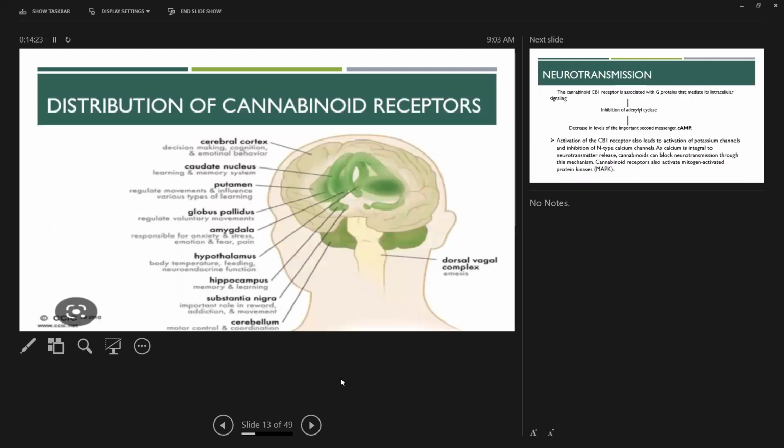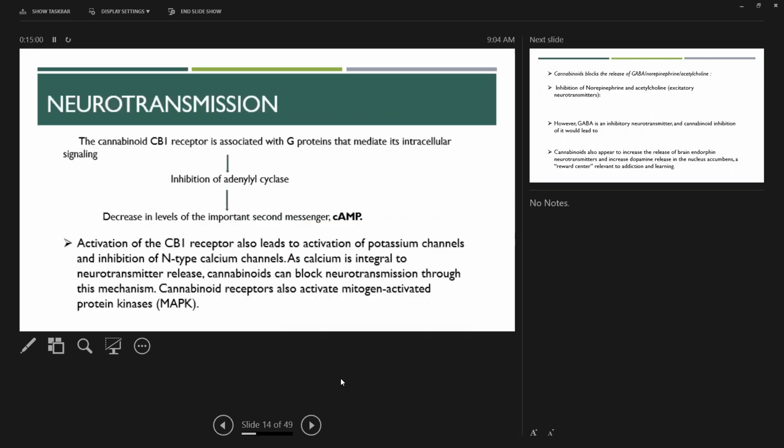Distribution of cannabinoid receptors. They can be found in the cerebral cortex, where they have a role in decision making, cognition, and emotional behavior. In the caudate nucleus, where they have a role in learning and memory. In the putamen, where they regulate movements and influence various types of learning. In the globus pallidus, where they regulate voluntary movements. In the amygdala, where they are responsible for anxiety and stress, emotion, fear, and pain. In the hypothalamus, where they regulate body temperature, feeding, and neuroendocrine function. In the hippocampus, where they're involved in memory and learning. In the substantia nigra, where they have a role in addiction and movement. In the cerebellum, they have a role in motor control and coordination. And in the dorsal vagal complex, they are involved in emesis.